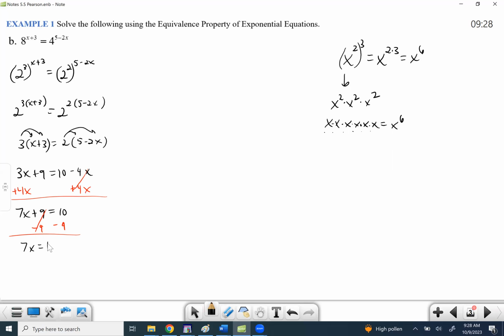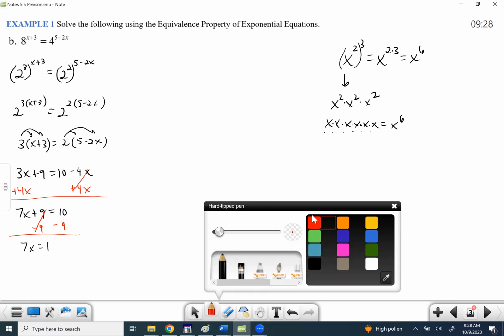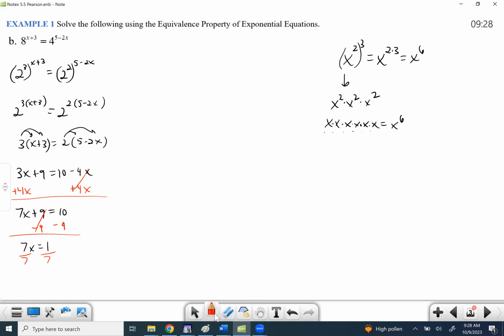Seven x equals 1. And then we'll just divide by 7. X equals 1/7. Okay.